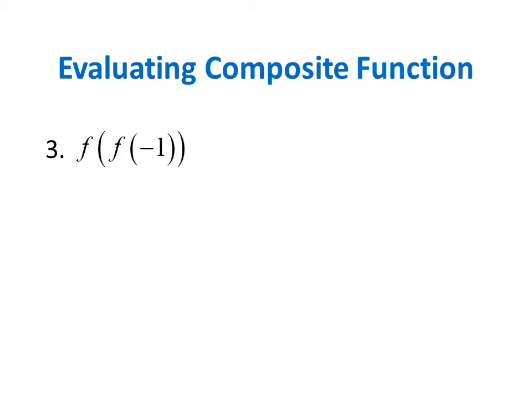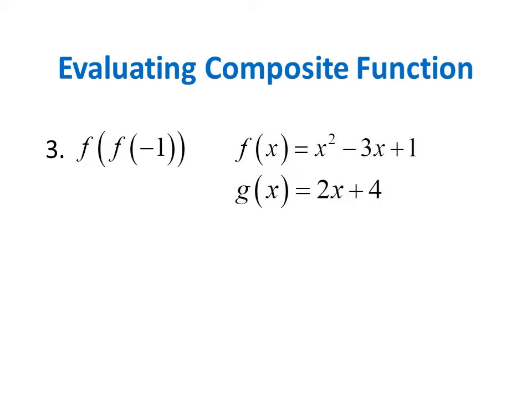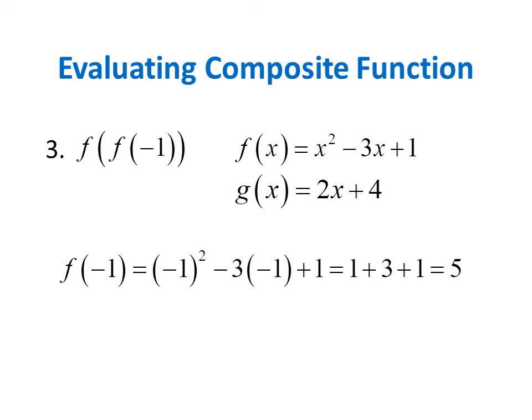Next, what if we have f of f of negative 1, given that f of x is x squared minus 3x plus 1 and g of x is 2x plus 4? First we have to evaluate the inner function f of negative 1. To get f of negative 1, we simply substitute negative 1 into the x of f of x. So x becomes negative 1, and we have negative 1 squared minus 3 times negative 1 plus 1. Let's simplify this expression. Negative 1 squared is 1. Negative 3 times negative 1 is positive 3. And we have plus 1. Simplify further: 1 plus 3 is 4, plus 1 is 5. Therefore, f of negative 1 is 5.